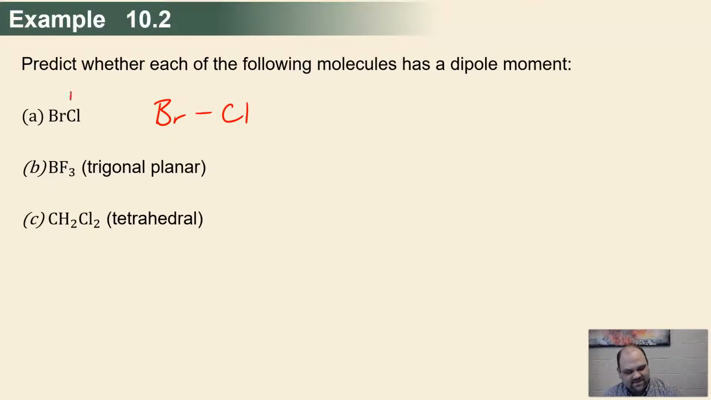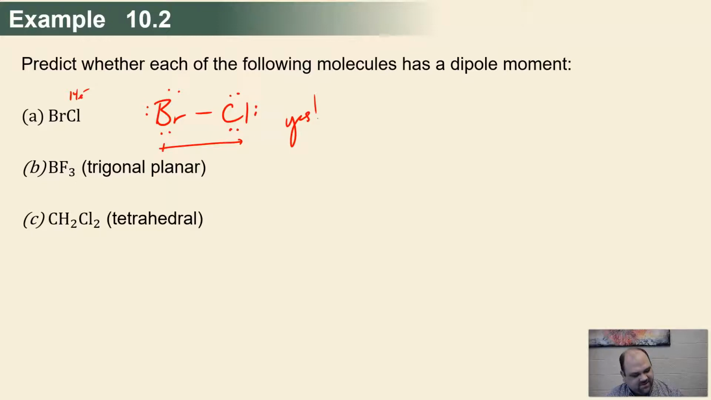Each of those has 7, so we should have 14 electrons. We've got 2, 4, 6, 8, 10, 12, 14. Now between bromine and chlorine, which of those is more electronegative? Remember, fluorine is most electronegative, and chlorine is closer to fluorine, and so we do end up having a dipole moment there, a bond dipole. And so the answer here is yes. Right? And I've drawn it there in red.